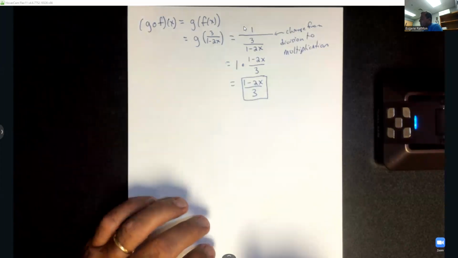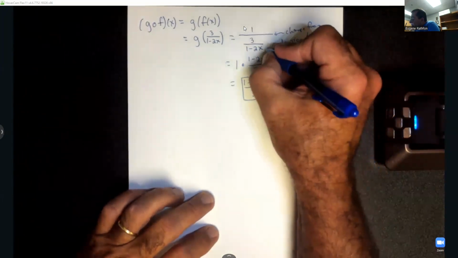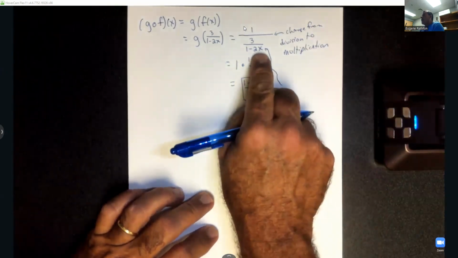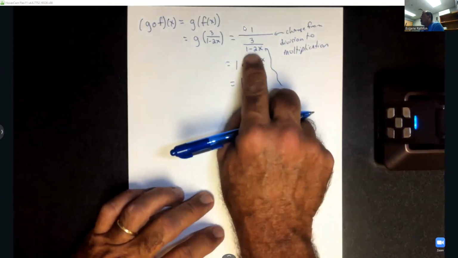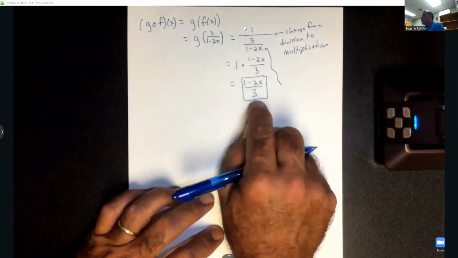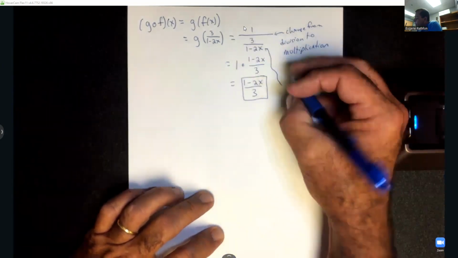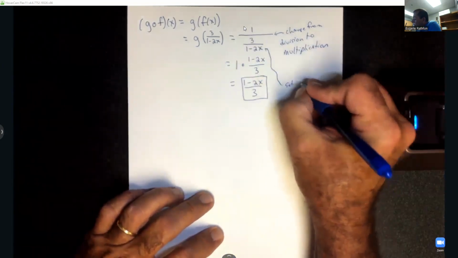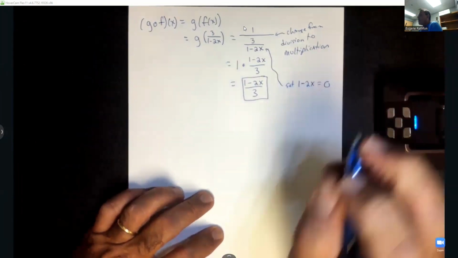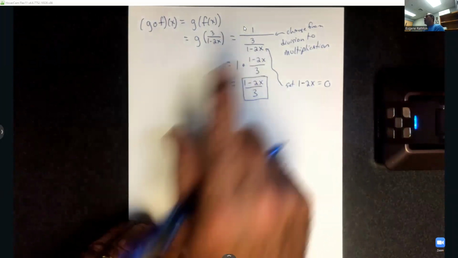So if y'all notice, the only place where I'm worried about a denominator is this x right here, because it's the only x in the denominator. Down here, this x is in the top, so I'm not worried about this one because the only thing in the bottom is that 3. So what we got to do is set 1 minus 2x equal to 0. Once we solve that, we'll know what the x we're going to kick out.